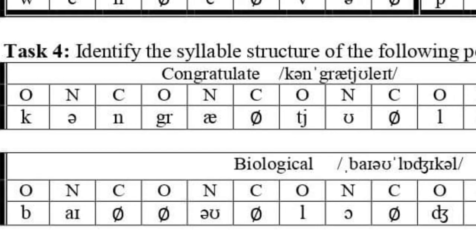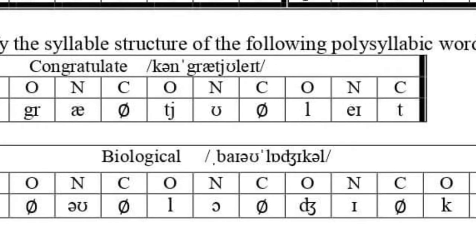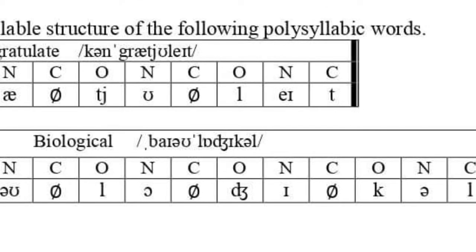The second syllable, which is gra, the onset is g, r, the nucleus is a, and the coda is 0. The third syllable, which is tu, the onset is t, y, the nucleus is short u, and the coda is 0 coda. The last syllable, which is late, the onset is l, the nucleus is the diphthong a, and the coda is the consonant t.